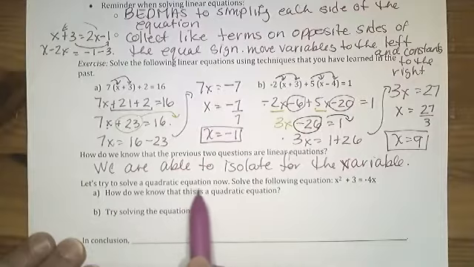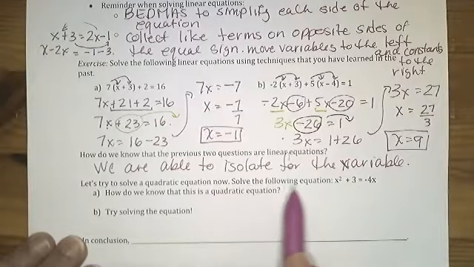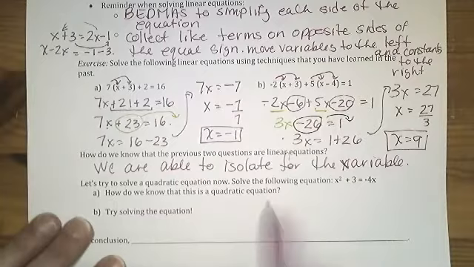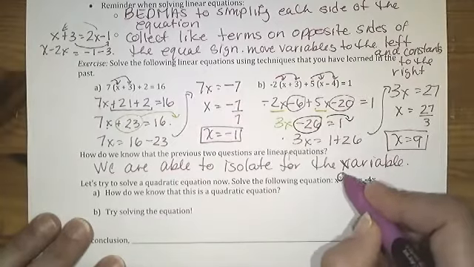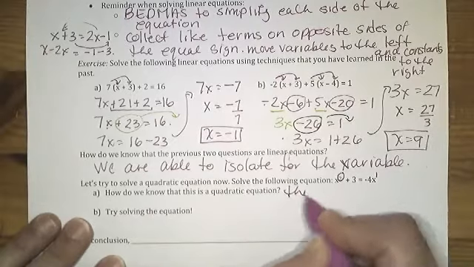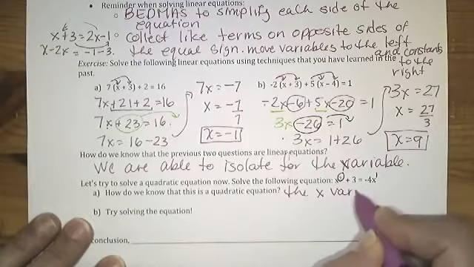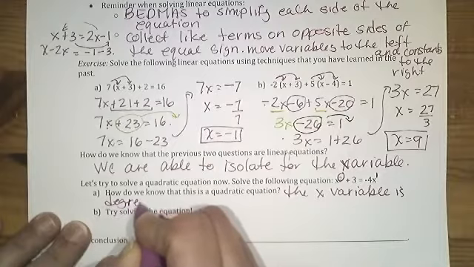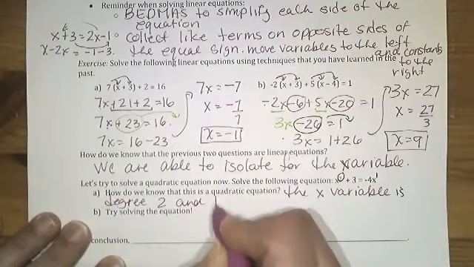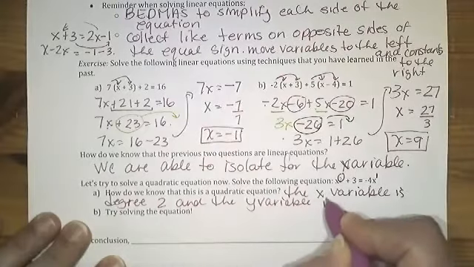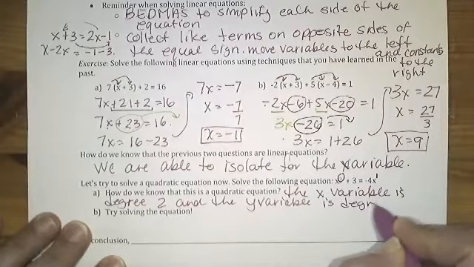Let's try to solve a quadratic equation now. Solve the following quadratic equation. First off, how do we know that this is a quadratic equation? Well, we know it's a quadratic because we have degree 2 here and degree 1. So we know the x variable is degree 2 and the y variable is degree 1.